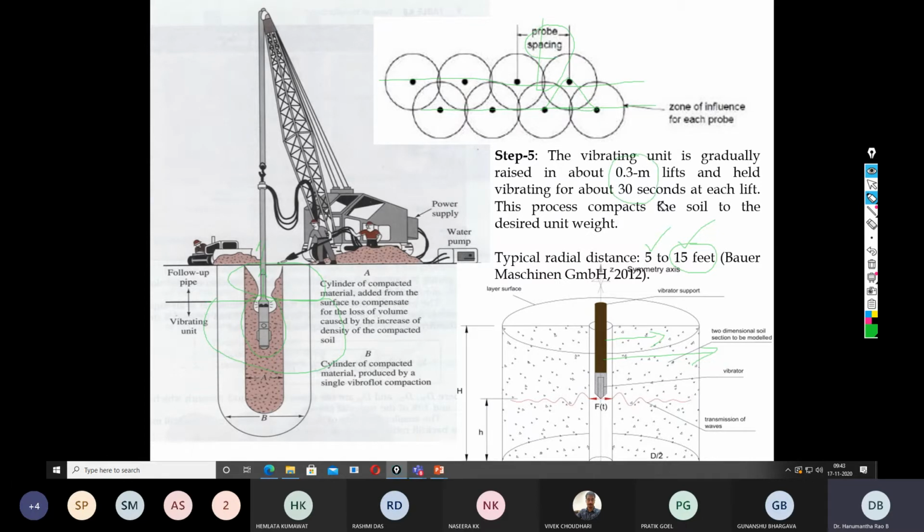So these values might vary depending upon the gradational characteristics and depending upon the amount of energy that you are applying. So there are several factors that can further influence the decision of the lift thickness and the time required for applying the vibration energy. So a few of the things we can also discuss.